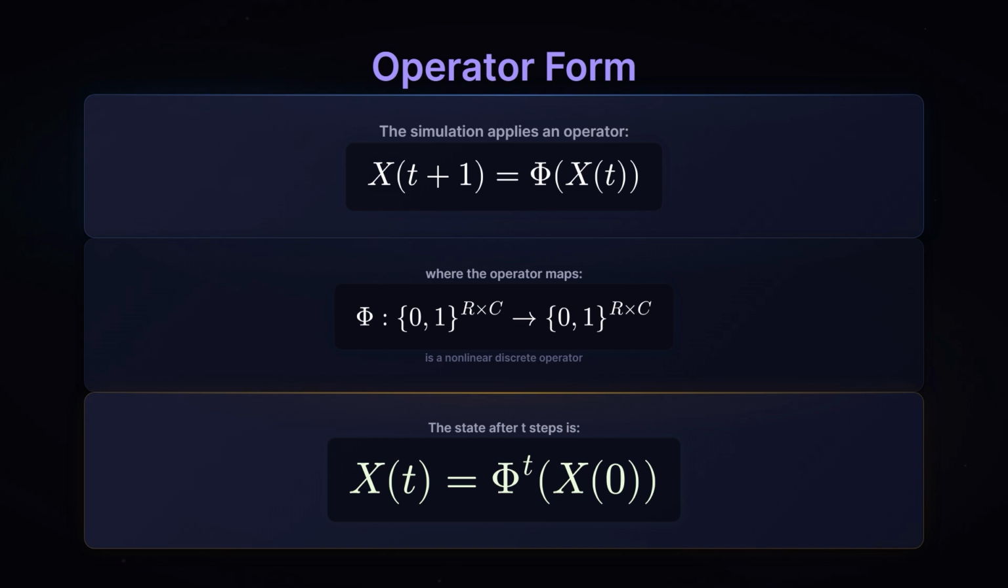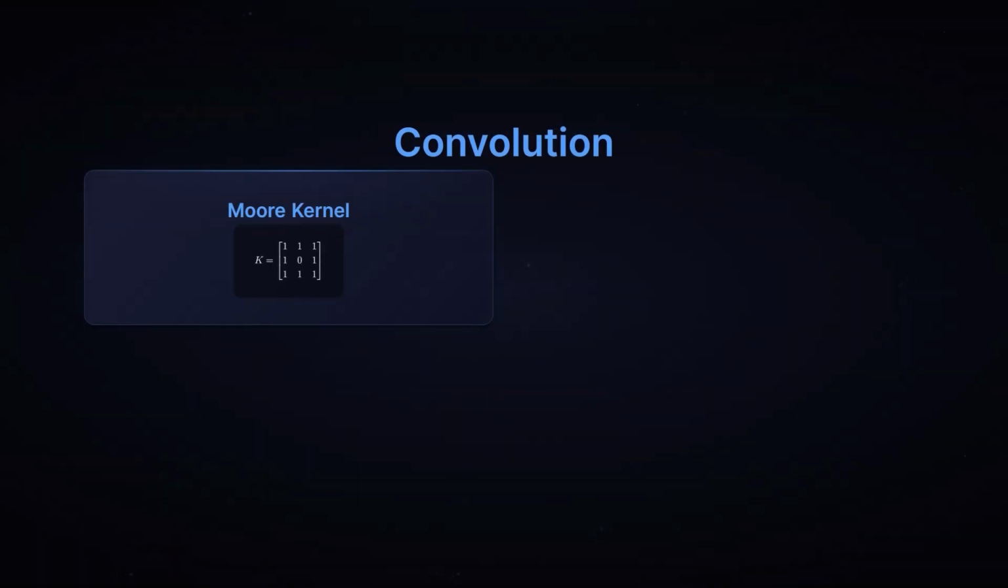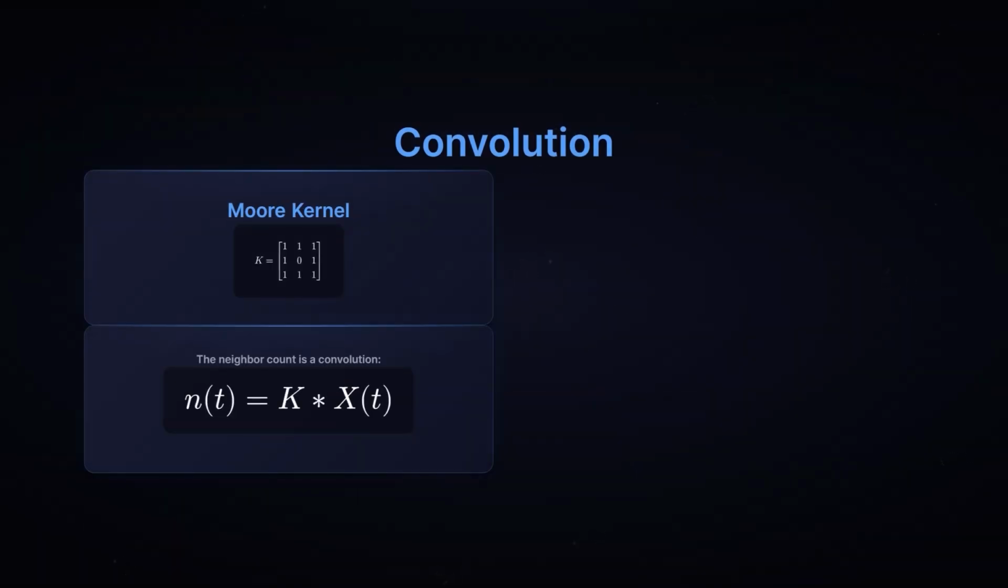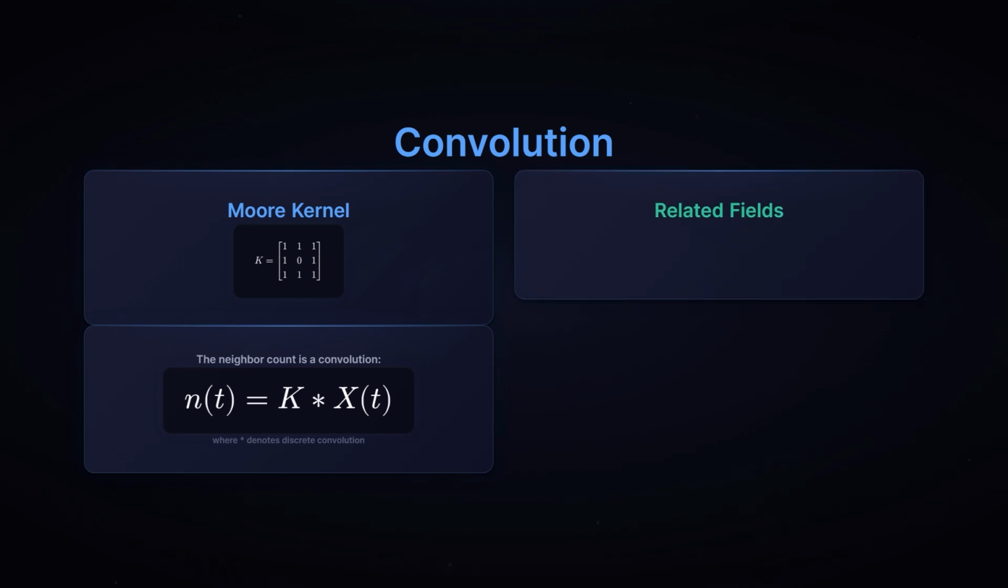Every evolution must eventually follow a repeating pattern or settle into some form of stable behavior. The system can produce fixed structures, it can create repeating oscillators, it can generate moving patterns called spaceships, and it can also create extremely complicated behavior that appears almost chaotic.